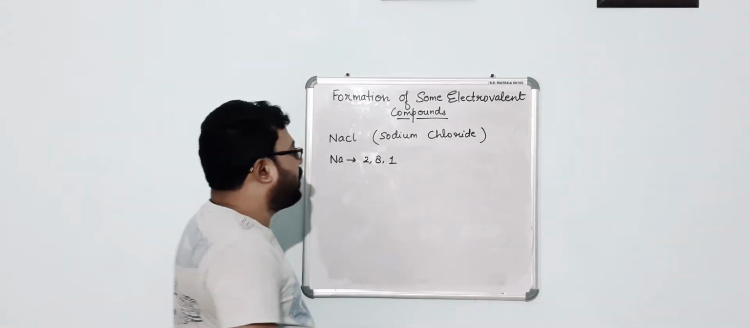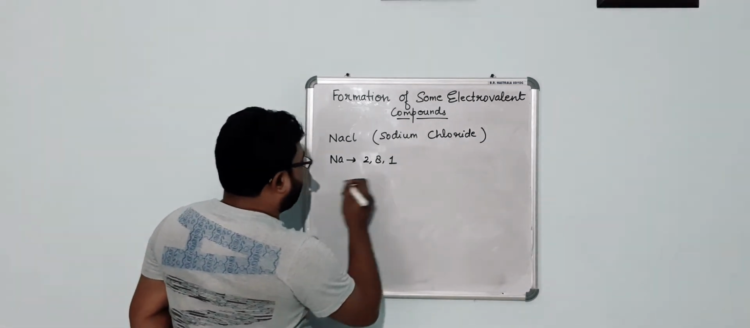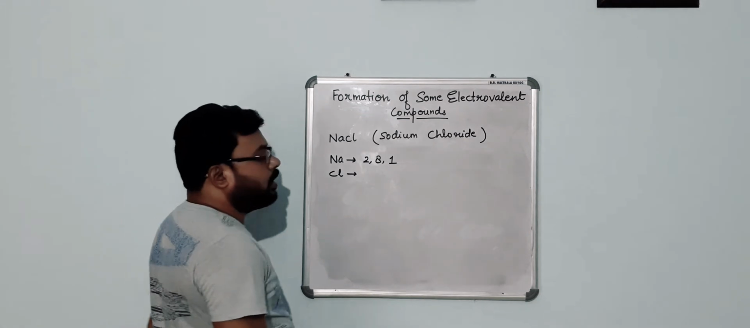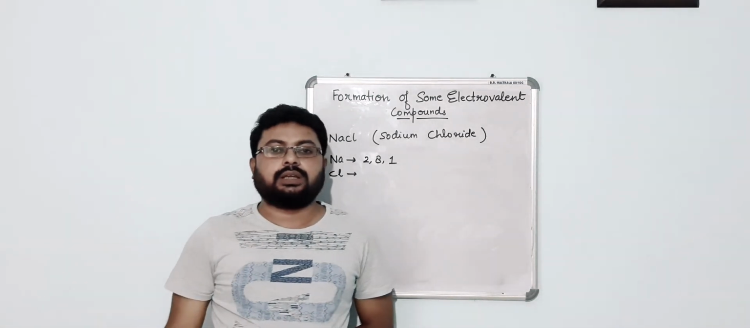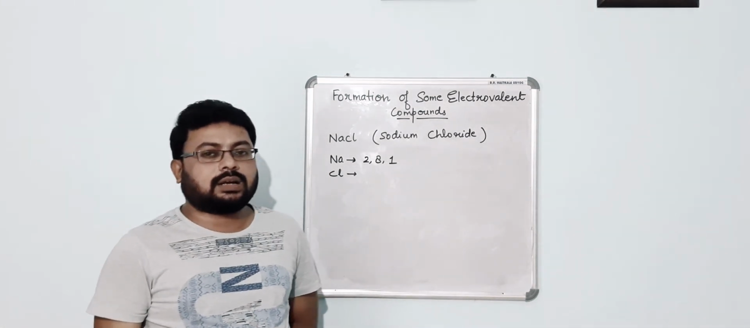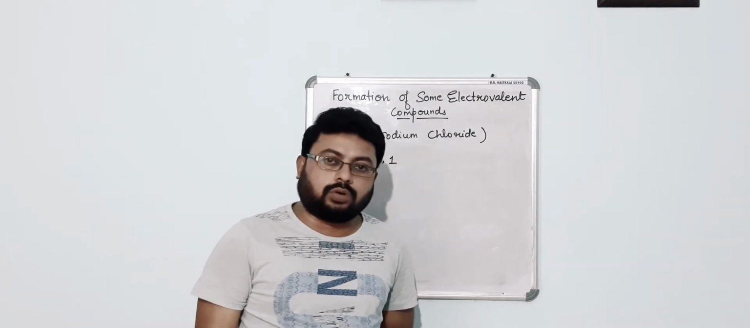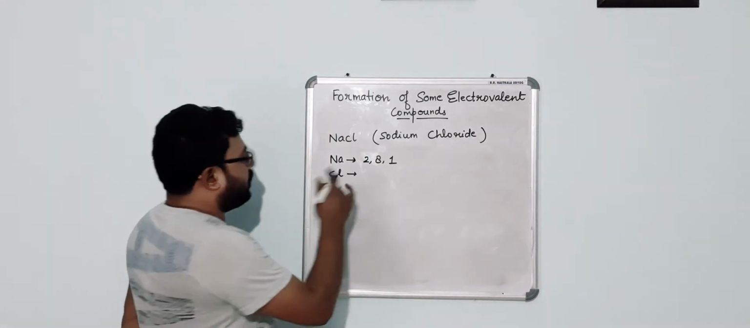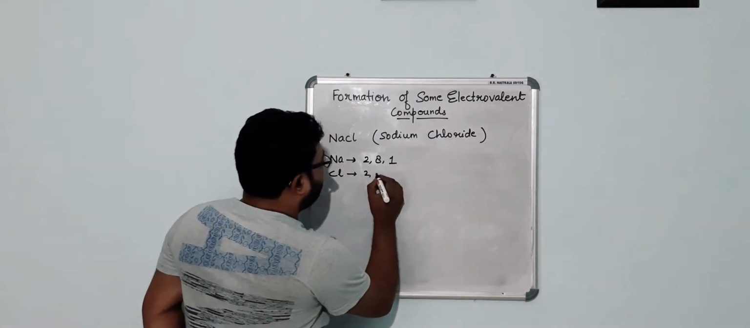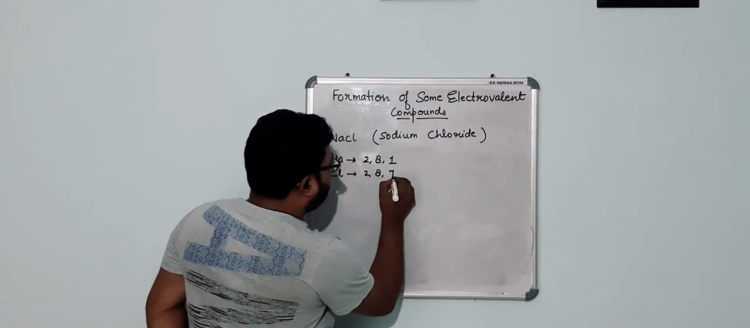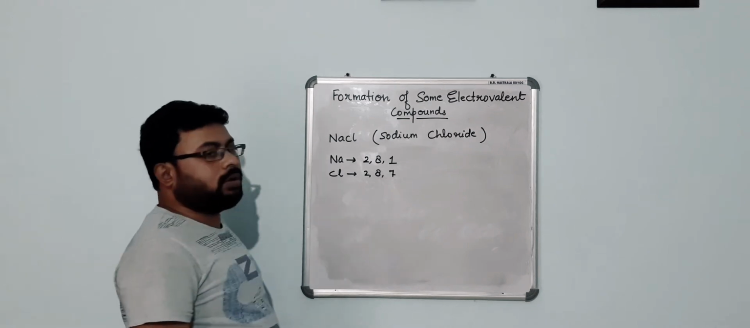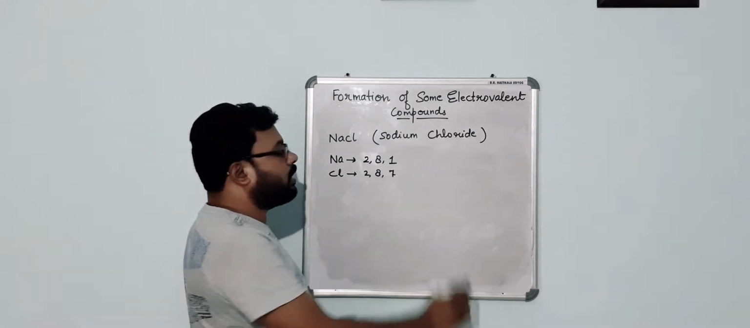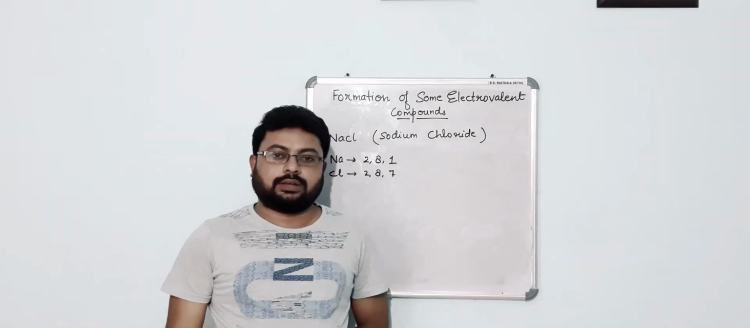Now looking at chlorine, the atomic number for chlorine is 17, so it has 17 protons and 17 electrons. The electronic configuration for chlorine would be 2, 8 and 7. So the outermost shell of chlorine has 7 electrons.